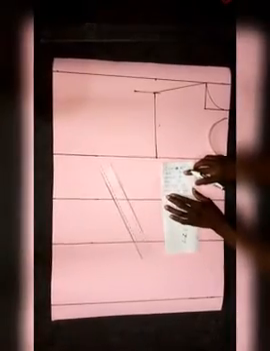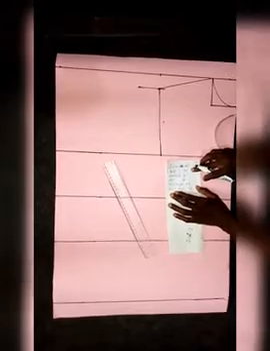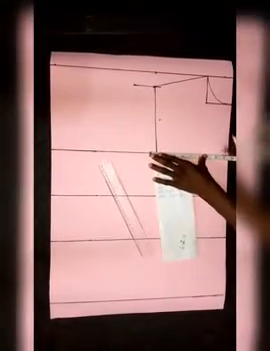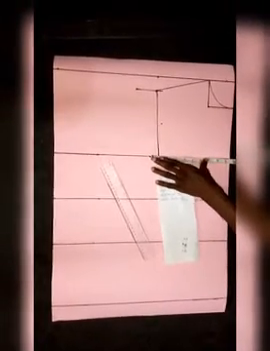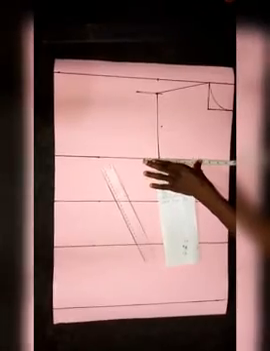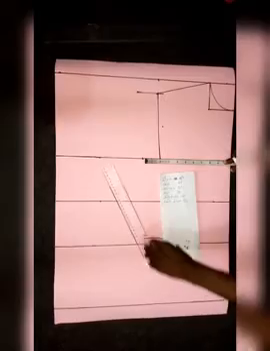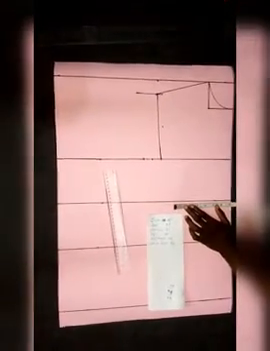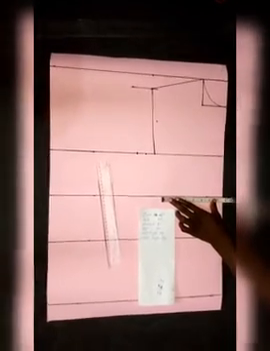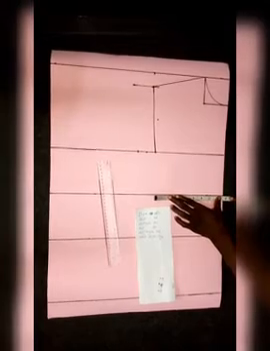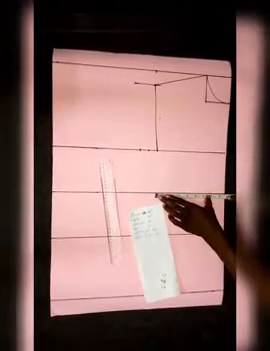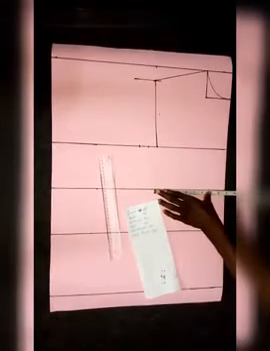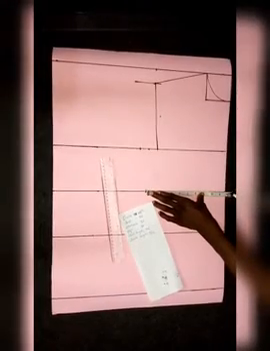Now the chest is 38 inches. I will divide that one by 4. And we will get 9.5. Okay, so this is it. And then we will add 1 inch seam allowance. Now the stomach measurement is 35. We will divide it by 4. And then that will give us about 8¾ here. And then we add our 1 inch seam allowance, making 9¾.